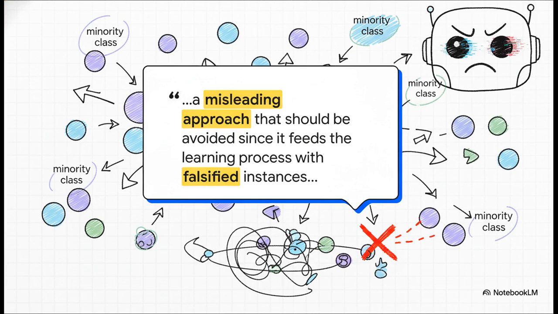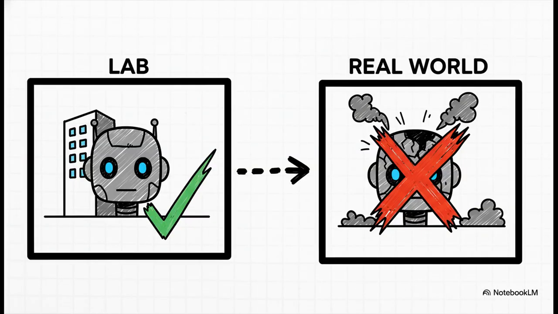They argue that oversampling is a misleading approach that feeds the learning process with falsified instances. Falsified instances. They're saying the synthetic data claims to be part of the minority class, but it just isn't. The danger here is profound. I mean, for any developer or data scientist, this is your absolute nightmare scenario.